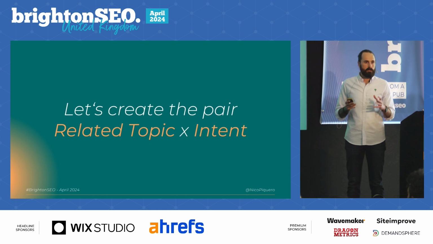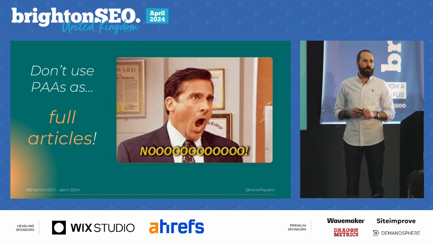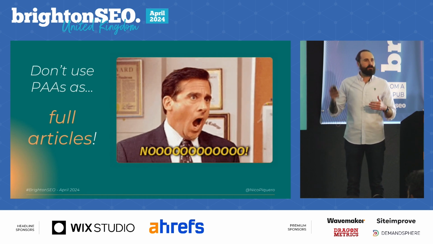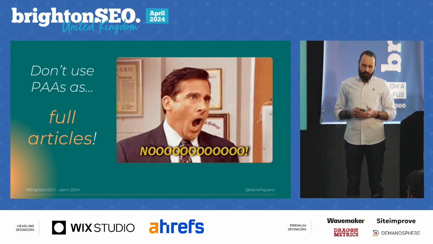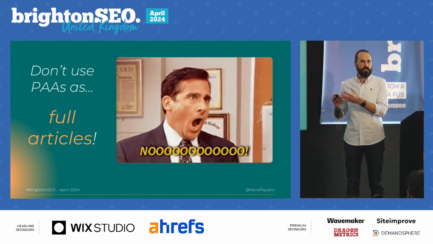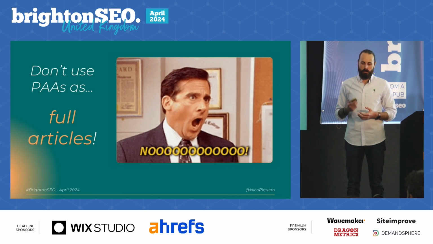Let's now create the pair: related topic and intent. So the article titles, basically the way we want to approach each content. But first of all, please, please, please, don't use People Also Ask as full articles. There are thousands and thousands of pages and articles in Google replying to People Also Ask. Scraping all the People Also Ask and using them as our related topics wouldn't bring any semantic value. That's not what we want.